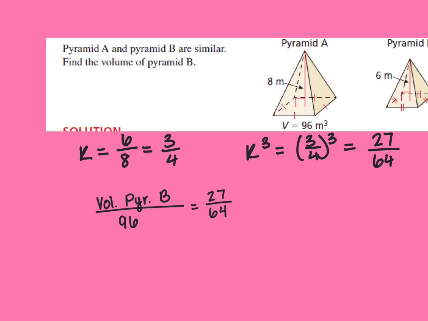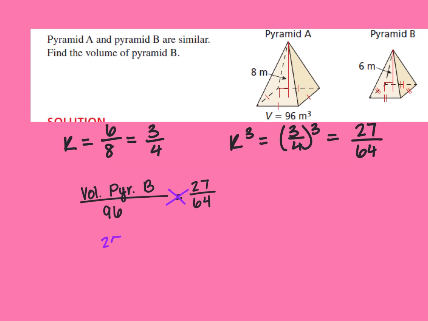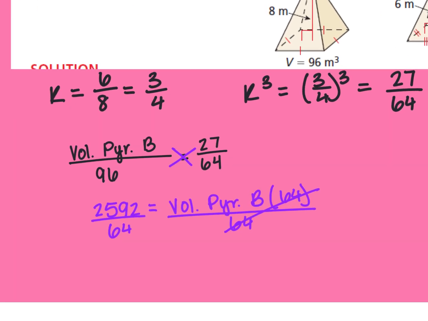How am I solving for the volume of pyramid B? How do I solve that? All you have to do is cross multiply and divide. So cross multiplying, I'm going to end up with 2592 equals the volume of pyramid B times 64. And then divide both sides by 64. If you divided correctly, the volume of pyramid B equals what? Go ahead and divide. What am I going to get? 40.5. What are my units? Meters cubed. Units are always cubed.